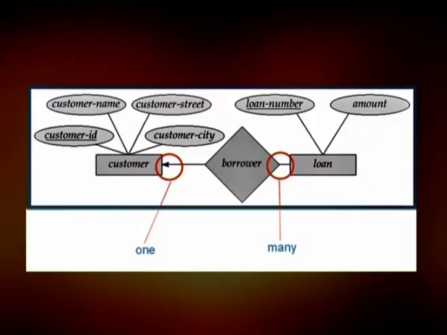Then is the one to many representation. Look at the figure. It shows a customer can borrow many loans, and a loan can be given to at most one customer, and this one to many relationship is shown by the arrow on the customer entity as 1 and a line to the loan entity as many.